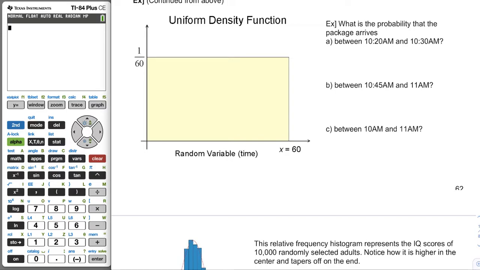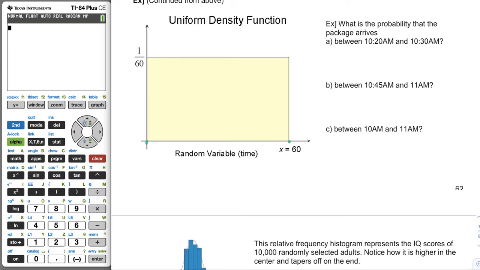So we're looking at chapter 7.1, the uniform density function. What is the probability that the package arrives between 10:20 a.m. and 10:30 a.m.? If we take a look at this horizontal axis, we can see that x is varying between 0 and 60. So let's go ahead and divide that up a little bit.